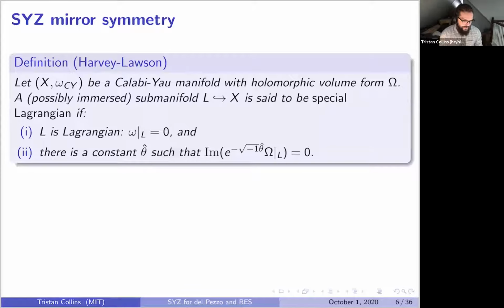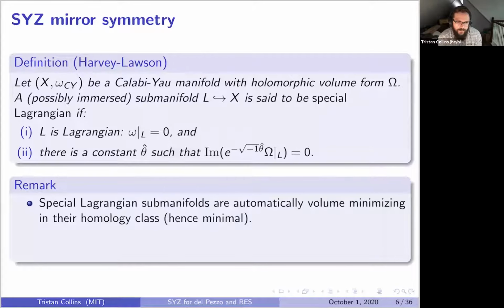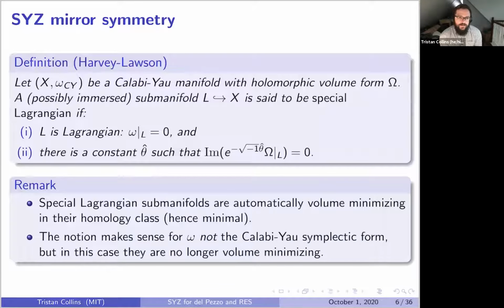The reason that these were originally introduced, of course, is that they're automatically volume minimizing in their homology class. That just follows from being calibrated. That was the perspective that Harvey and Lawson took when they were originally studying these things. But it turned out after the fact that they were very important in mirror symmetry, as we now know.